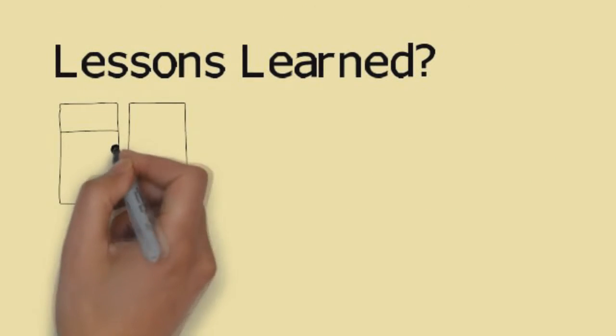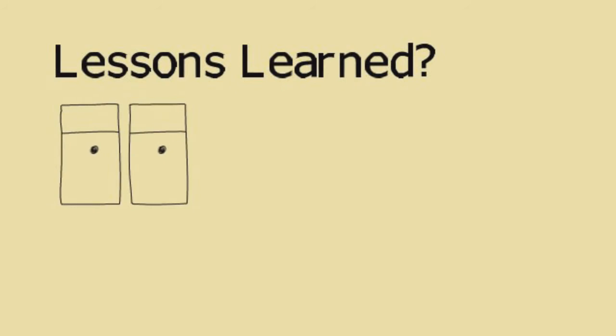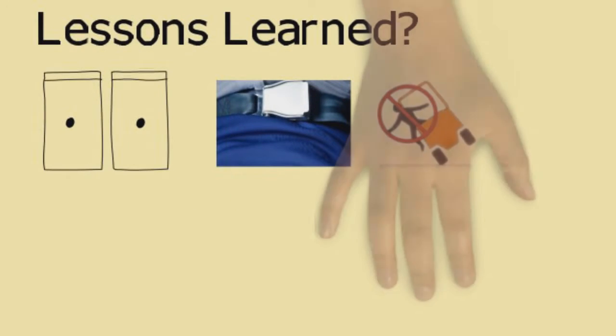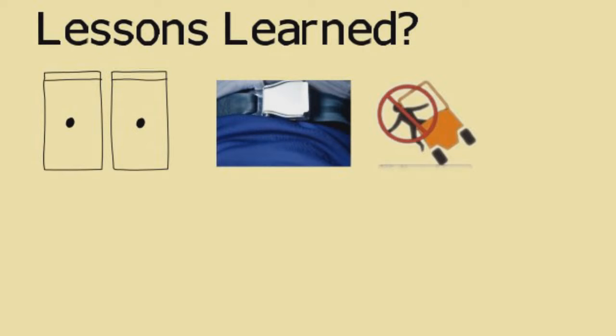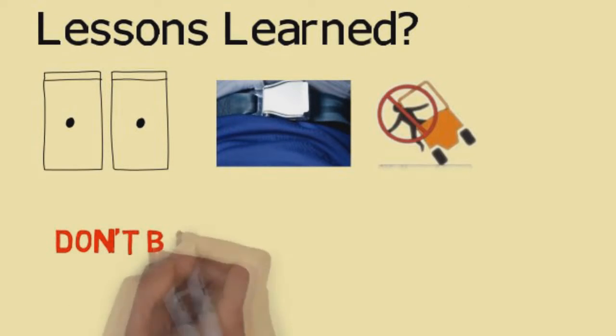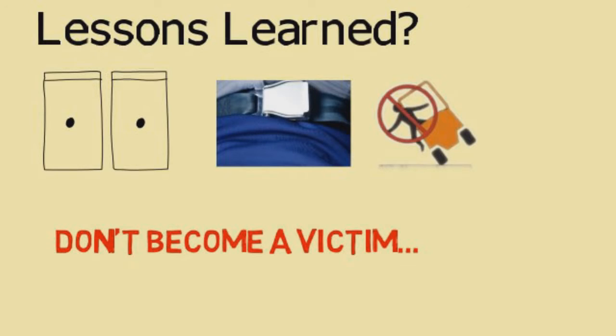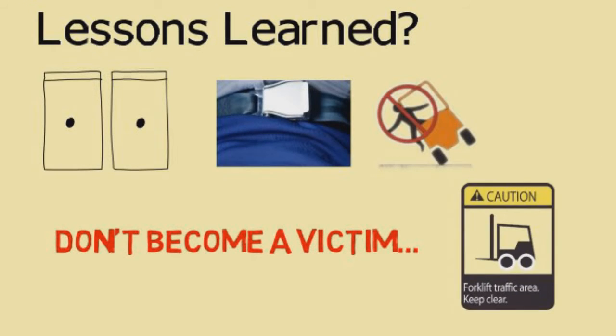Pay attention. Operators and pedestrians must be aware of each other at all times. Operators, wear your seatbelt all the time, no exceptions. If that machine tips over, it will save your life. Operators, slow down at blind intersections. And operators and pedestrians must always be on the alert when forklifts are in use.